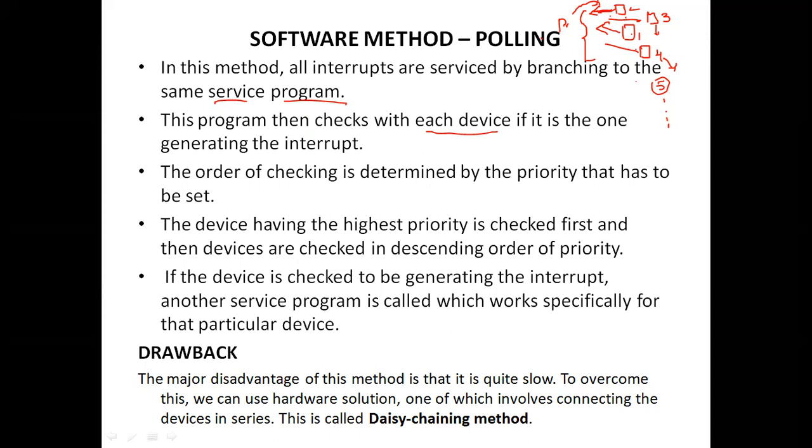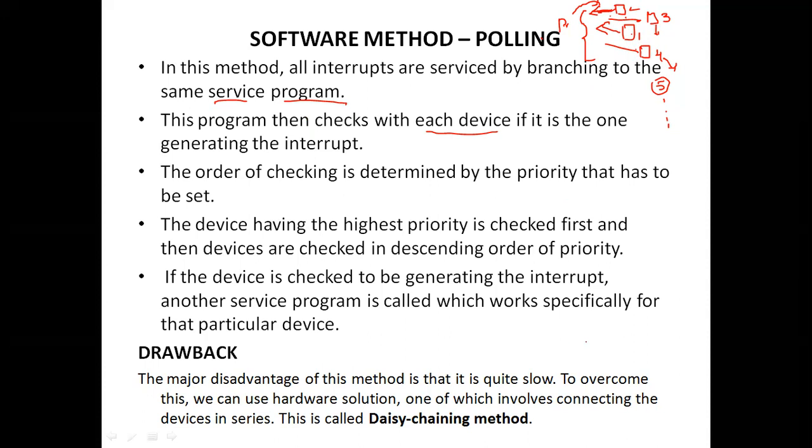Here the disadvantage of this method is it is very slow. Why? Because each and every interrupt has to be checked whether it has been sent or not. So this is called the polling method. Which device polls? We have to check for each and every device. Whichever device polls, that service we are going to request. But this method is very slow.